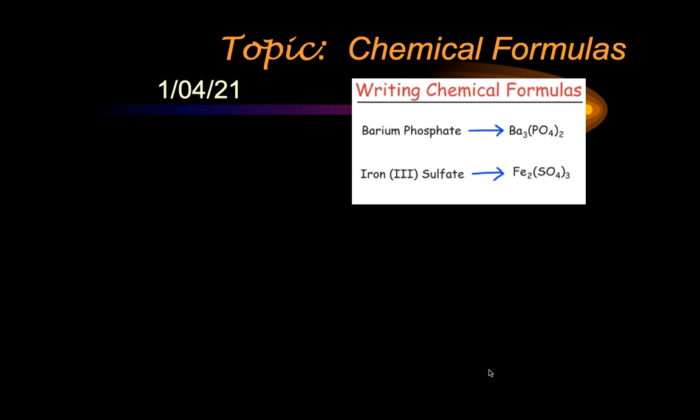So what we're learning about today is kind of like the language of chemistry. We have a name such as barium phosphate or iron 3 sulfate, and the idea is that these words mean something to us in terms of a formula. Like, why is there 3Ba here? And why is there a parenthesis and a 2? What does that stuff mean? That's what we're going to learn today.